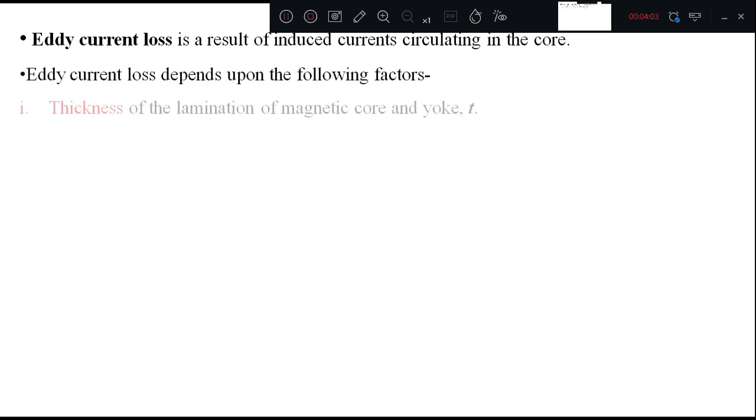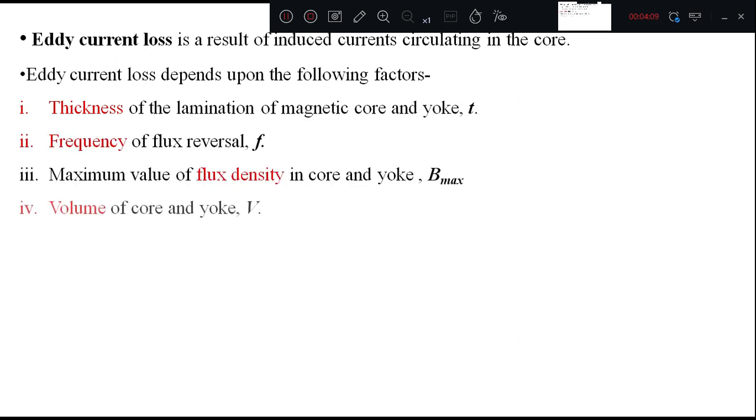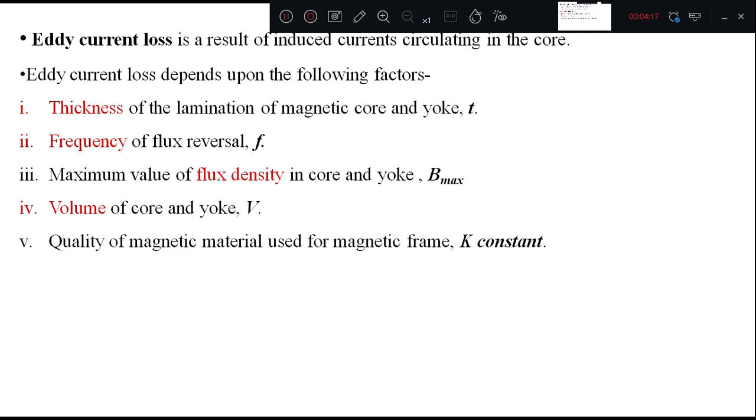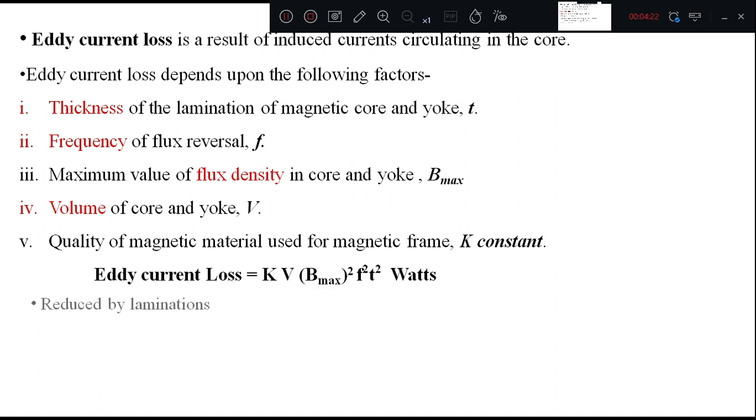Then the next one is the eddy current loss. Once again, this eddy current loss also depends upon the construction features of a transformer. It is proportional to the thickness T, and depends upon the frequency F. It is proportional to the flux density as well as the volume of the magnetic core, and also depends upon the quality of the magnetic material, that is a constant K. Therefore, the empirical formula for eddy current loss is expressed as K V Bmax square F square T square watts.